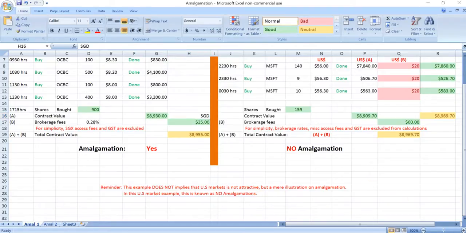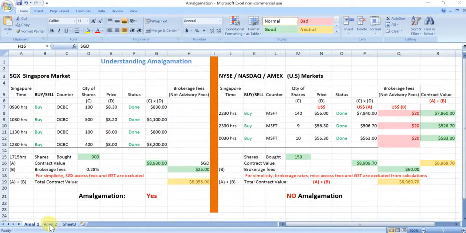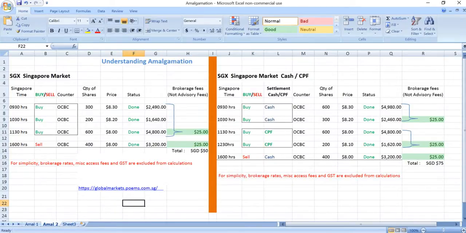To ensure that investors have a comprehensive understanding of amalgamation, I have furthered with 2 more illustrations. Both these illustrations are on Singapore markets. I will begin with the left column. On the left column, consider an investor who bought OCBC shares at 3 different timings on the same trading day at different prices. Subsequently, he decided to sell some shares on the same trading day later at 1600 hours. So, how is the brokerage calculated?